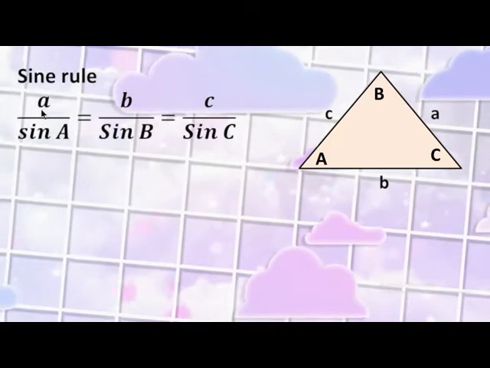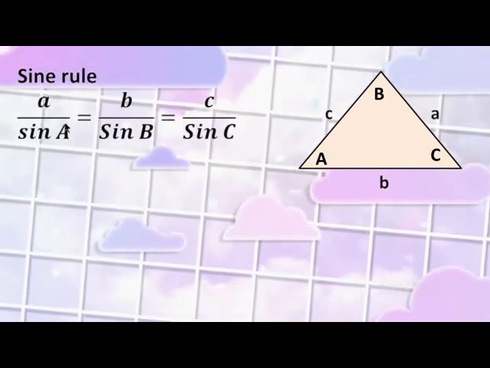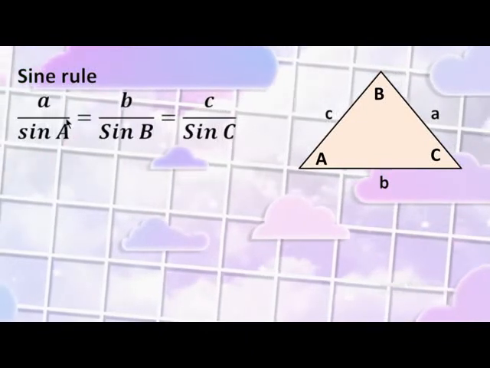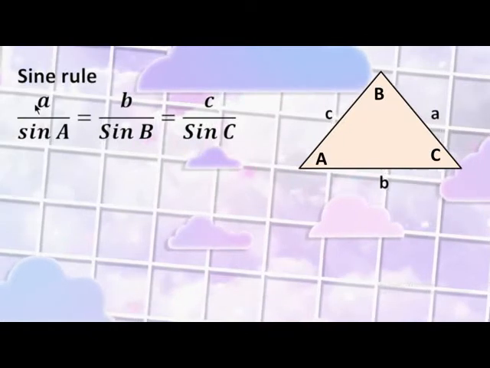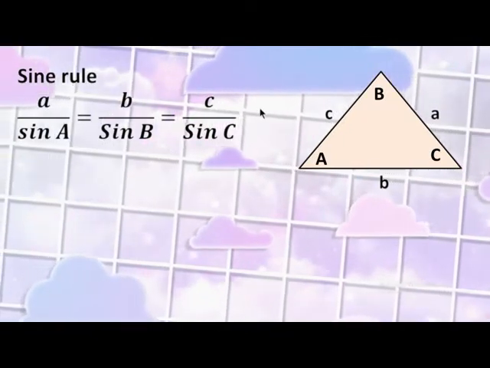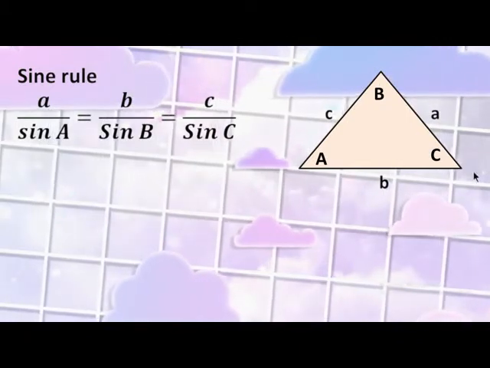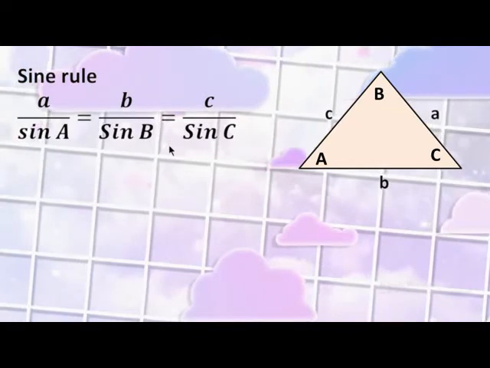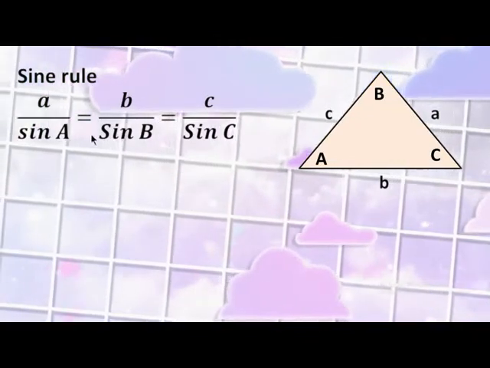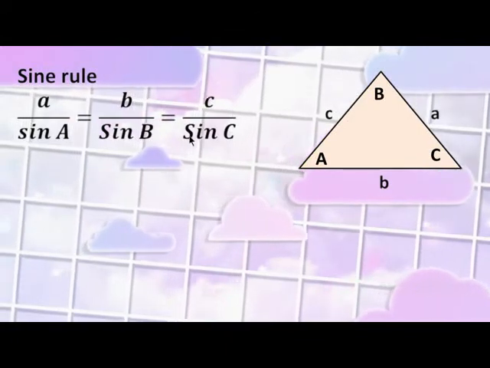So the sine rule is: the side divided by the sine of the angle in front of the side is always the same with all the sides. The ratio will always be the same. So A divided by sine A, the angle in front of side A, equals side B divided by sine B, equals side C divided by sine C.